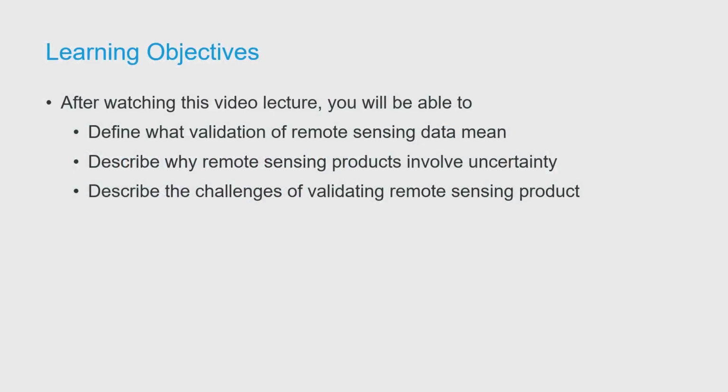This video lecture aims to enable you to define what validation of remote sensing data products means and to describe why remote sensing products involve uncertainty and the challenges of validating remote sensing data products.